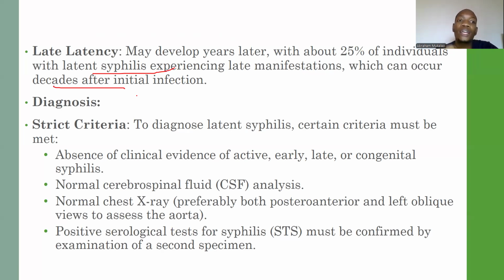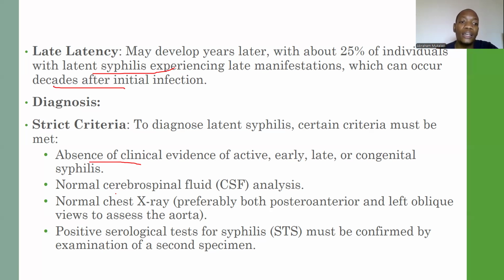Then when you're diagnosing latent syphilis, WHO came up with a very strict diagnostic criteria for you to say that someone has latent syphilis. The first one, you have to check, and there should be no evidence, any whatsoever, or any clinical evidence of active, early, or even congenital syphilis. Is that okay? So if someone has no evidence of active syphilis, then we check.